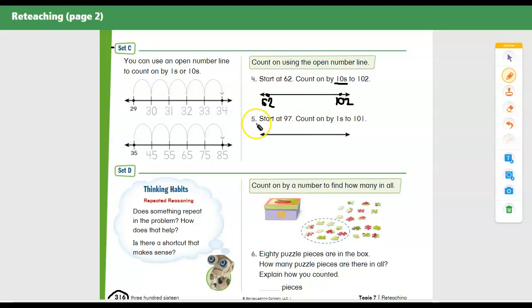For number 5, it wants you to start at 97, count on by ones to 101. You will start by making your dot here, writing 97 for your starting point, and then I like to write my ending point so I know how much space I have. We are counting on by ones to 101. Now, you can jump count to count on by ones from 97 to 101.